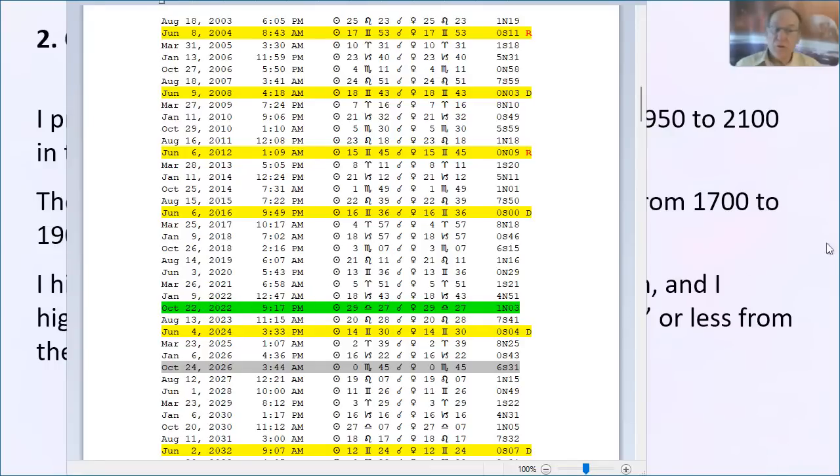So is it unusual? Yes. Is it significant? Probably is. We could study individual charts for when these things get triggered, mundane astrology, and see if it makes sense. But that's what it is. It is, in fact, very unusual. I put in gray over here on October 24th, 2026, that star point reverts back to Scorpio.